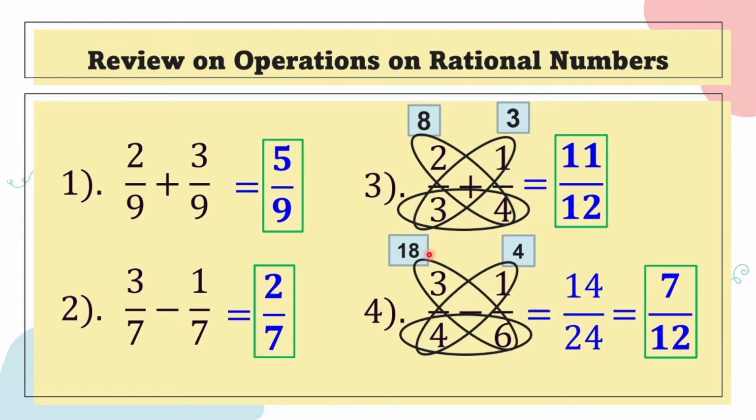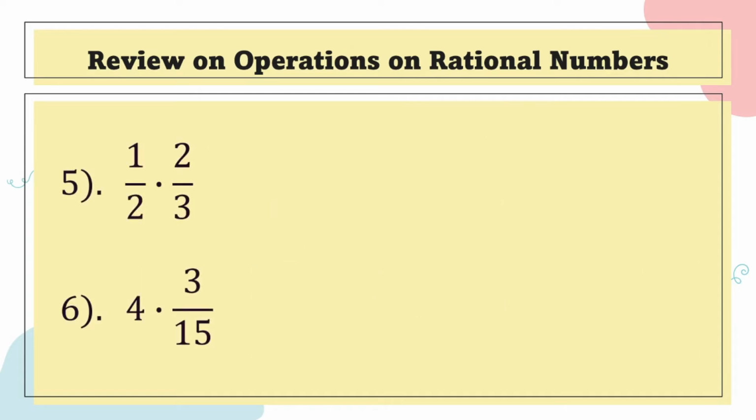Let's proceed to the 5th example. We have 1/2 times 2/3. So kapag sa multiplication of fractions naman, ang rule lang naman dyan is to multiply the numerator to numerator and also the denominator to the denominator. So 1 times 2, that is 2. 2 times 3, that is 6. So we have 2 over 6. Then we can simplify this by dividing 2 sa numerator at denominator. So, makukuha natin dyan ang 1/3. Because 2 divided by 2, that is 1. 6 divided by 2, that is 3.